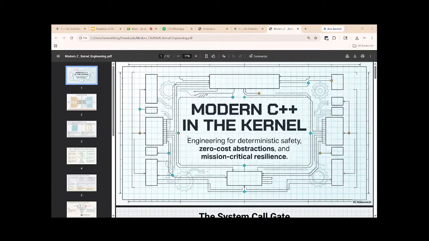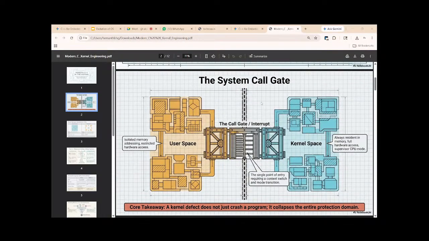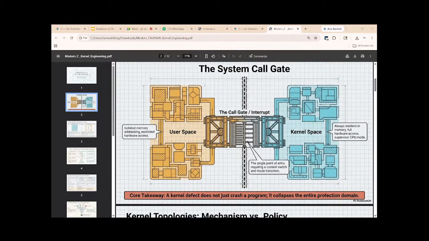Okay, now let's deep dive into the C concept, C++, and the kernel concepts. Now let's dive into the topic where we will be combining C++ in the kernel. Now, this you can see here.